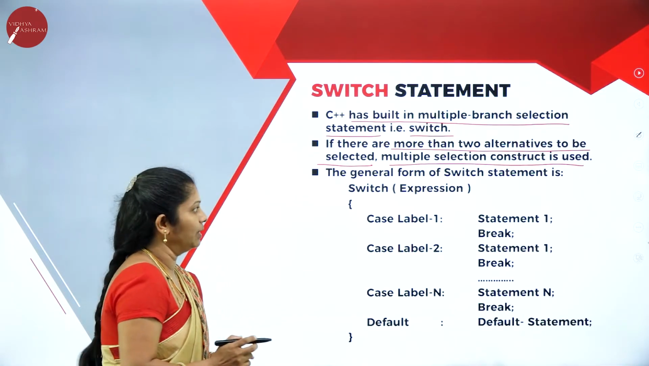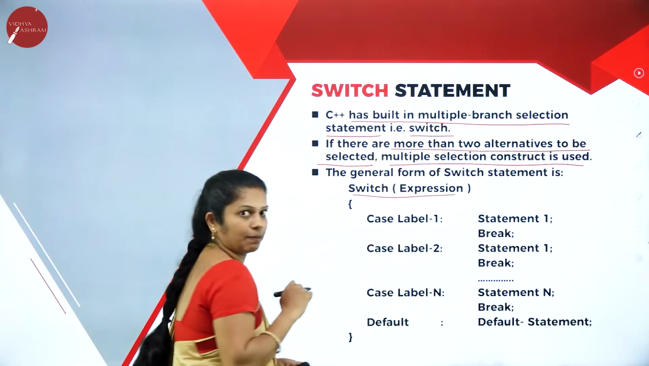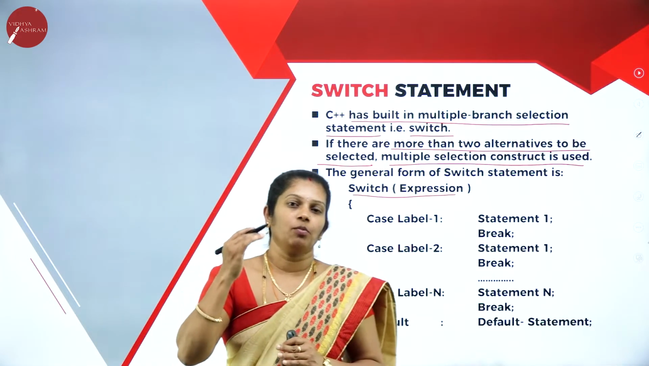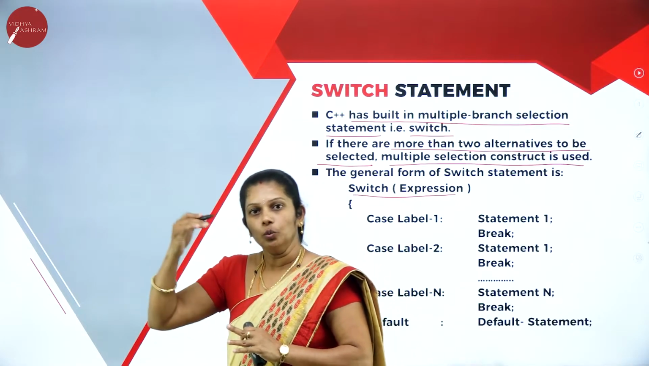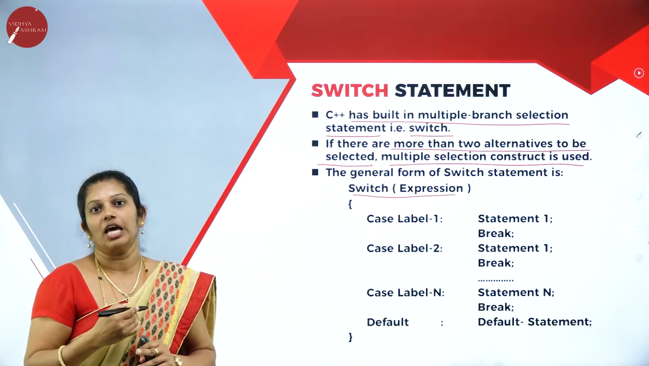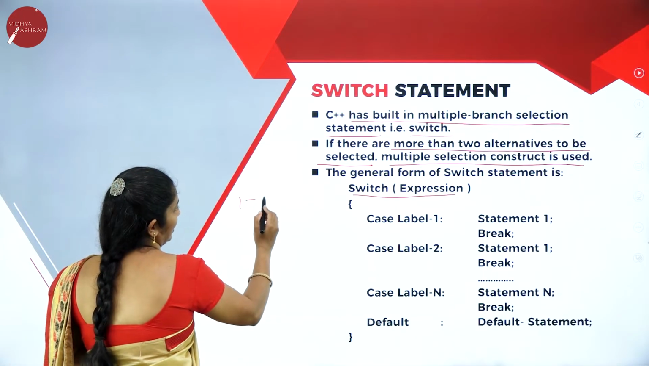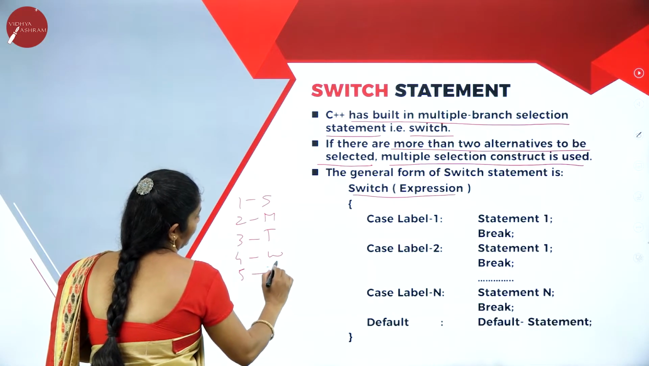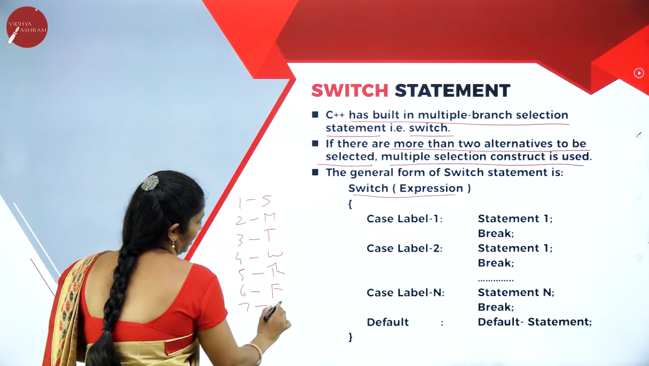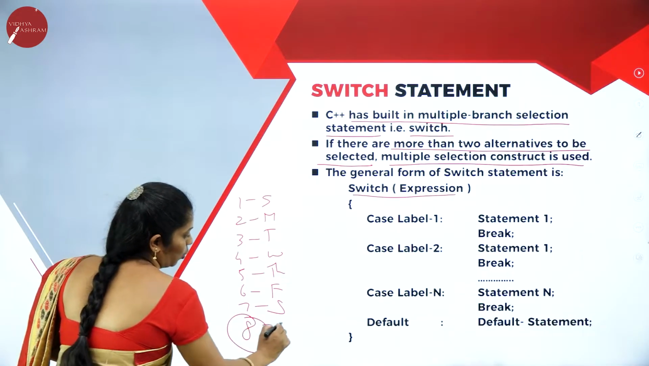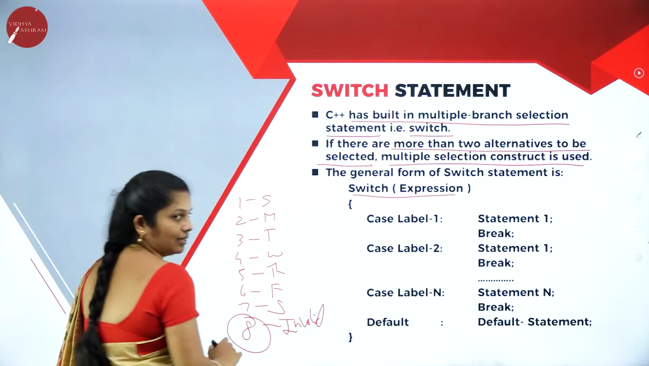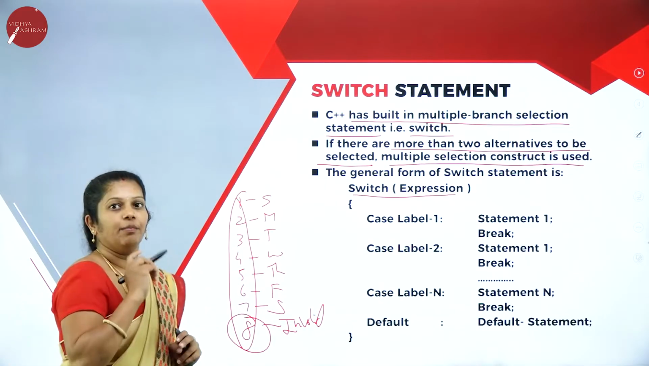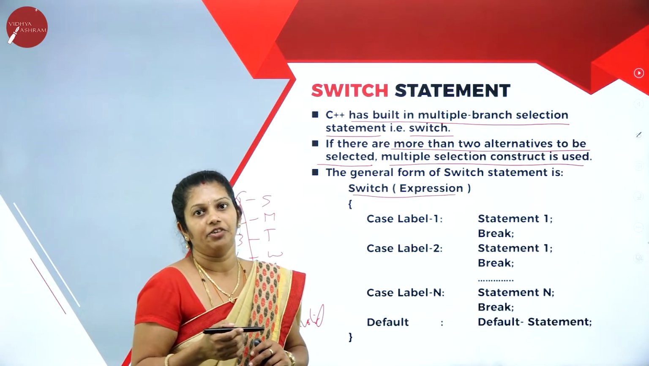The general form of the switch statement starts with the switch expression. For example, I want to find which day it is. If I give 1, it has to display Sunday, 2 Monday, 3 Tuesday, and like that one by one: Wednesday, Thursday, Friday, then Saturday. Then if I give 8, what does it have to display? Invalid date. At that time we can use this switch statement. Only one condition depending upon the label, and the corresponding statement will execute.